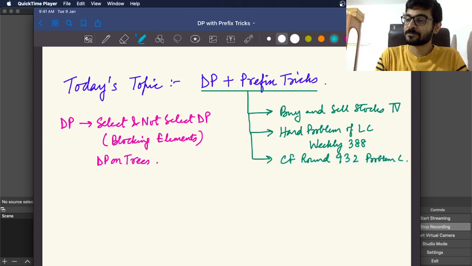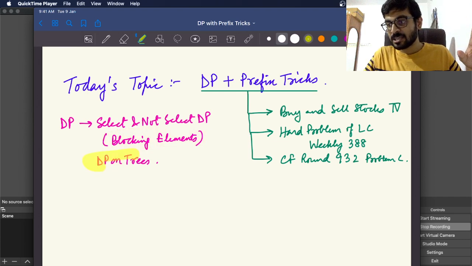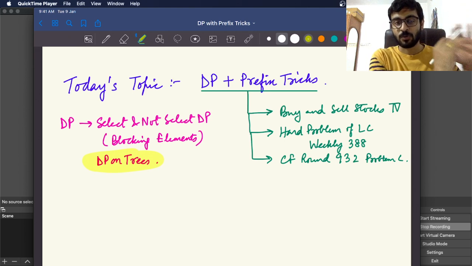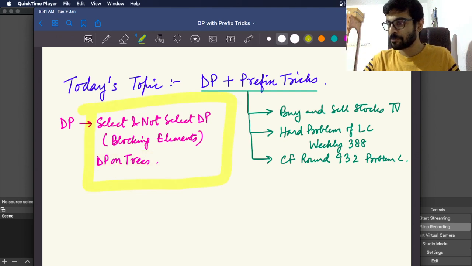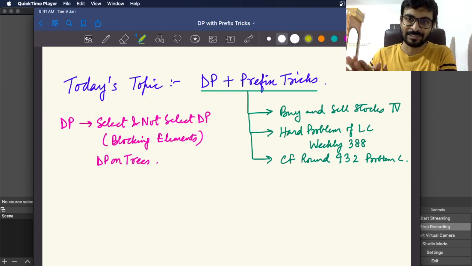Before this I have some other videos on DP. If you want, you can take a quick look at some of them. You will find select and not select DP. You will find this particular problem I've discussed over there, blocking elements. This was a Codeforces D problem. And then I took another session on DP on trees. There I discussed the same thing in a one-dimensional way in an array, and then I took it to the two-dimensional way. So these are two DP things that you can look up from my previous videos. And in this video, we are going to focus on DP plus prefix tricks.